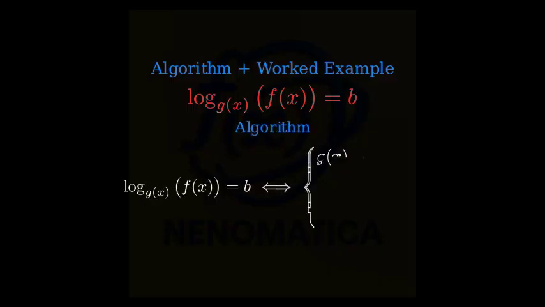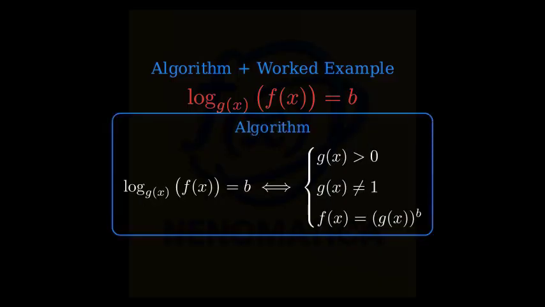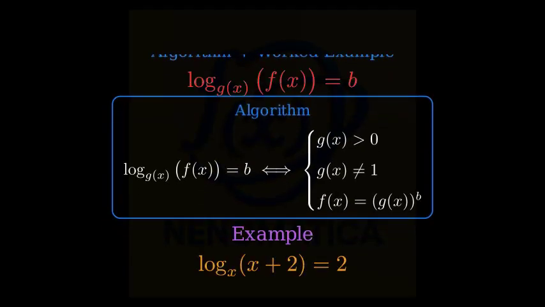The golden rule says log base g of f equals b if and only if three things hold together. The base is positive, the base is not 1, and the argument equals the base raised to b. We'll box that as our algorithm. Now, let's apply the algorithm to a clean example.